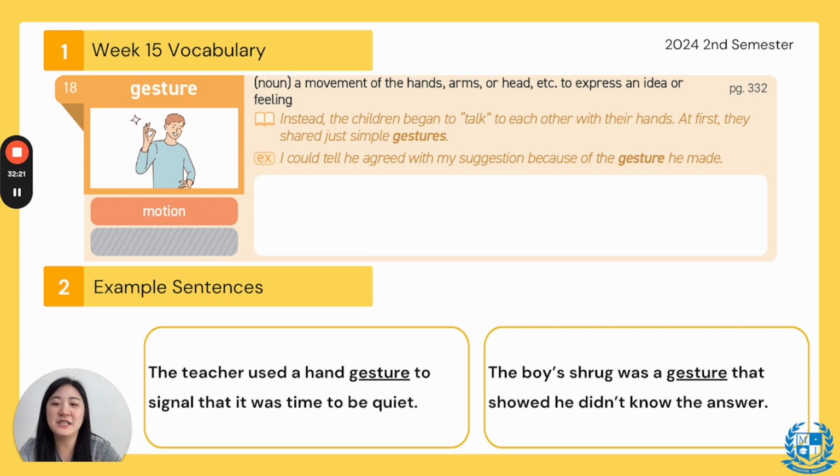Down here, it says the teacher used a hand gesture to signal that it was time to be quiet. What would that gesture be? Most teachers will go, or in American schools, we go like this, like a peace sign, because it means peace, meaning quiet, or we do both at the same time. Next one, it says the boy's shrug was a gesture that showed he didn't know the answer. So again, it's not just our hands and arms, but it could be any part of our body, right? So a shrug shows that they don't know the answer.